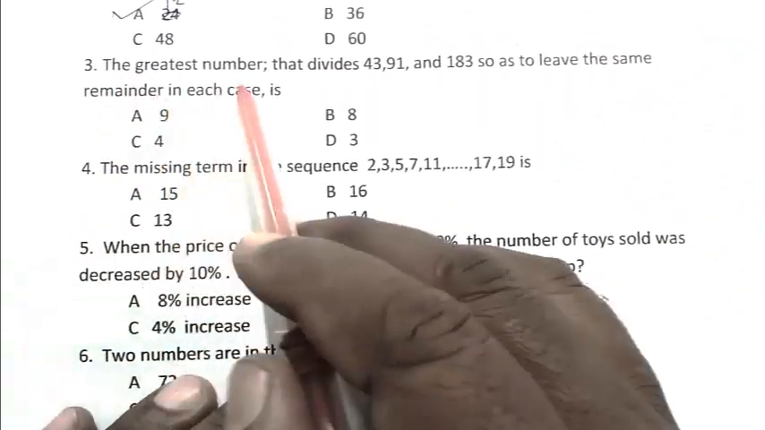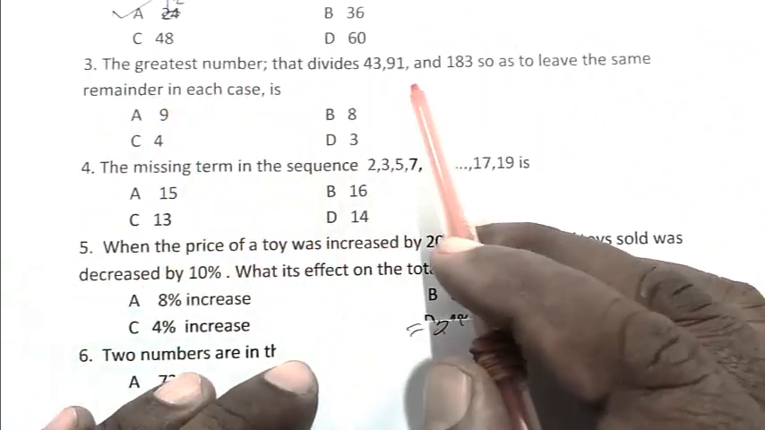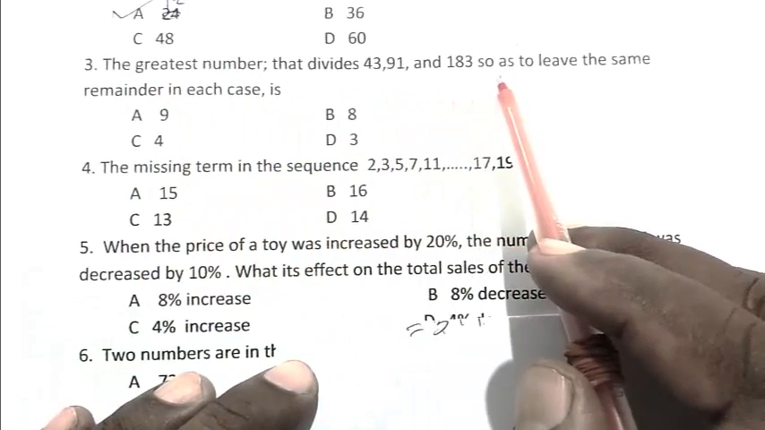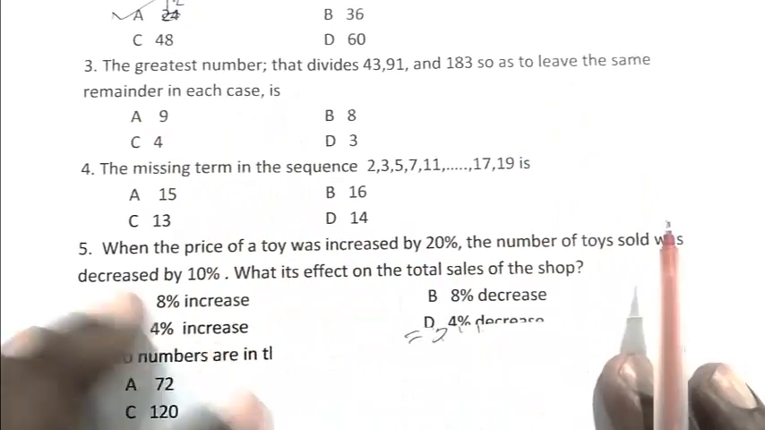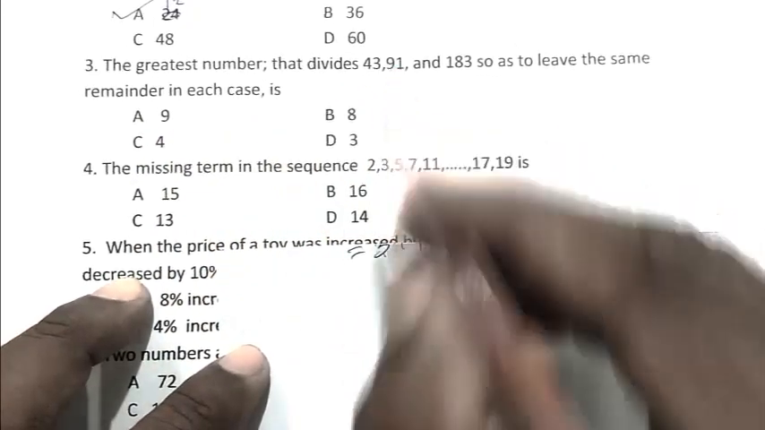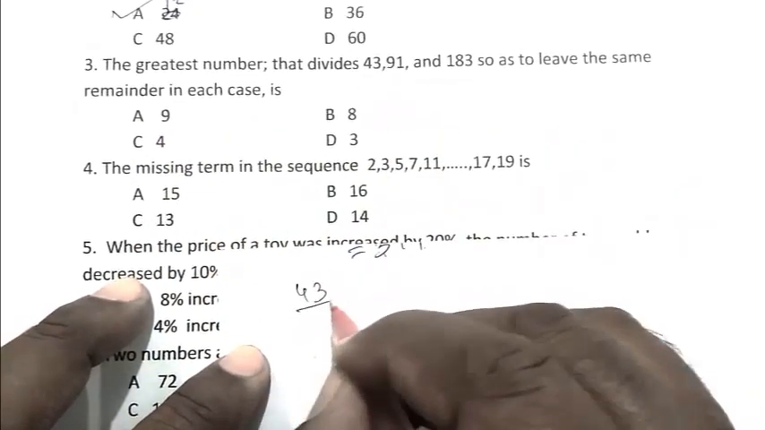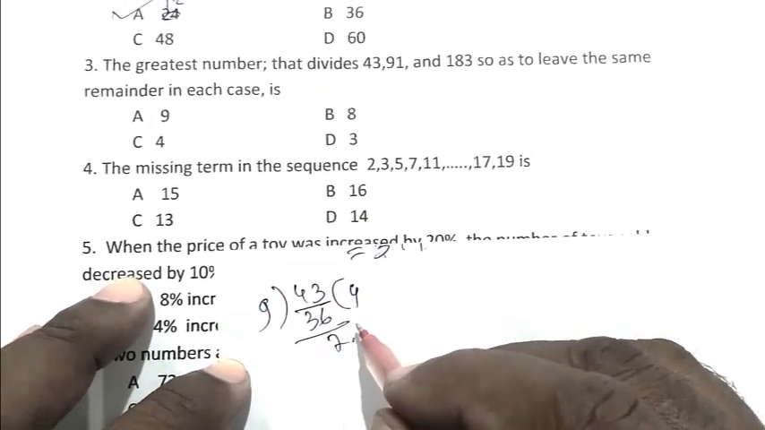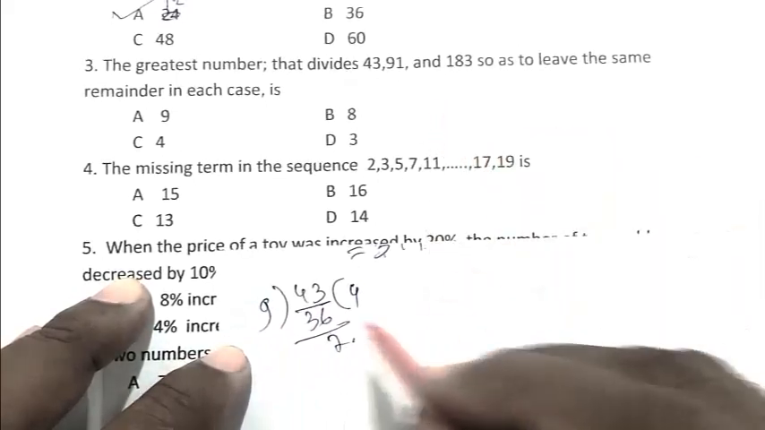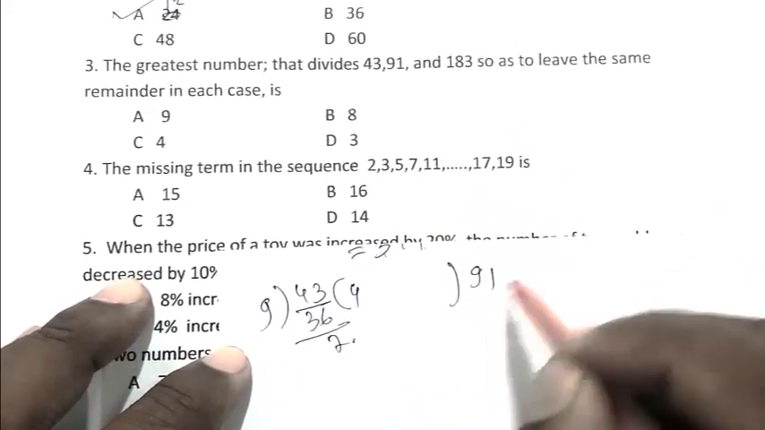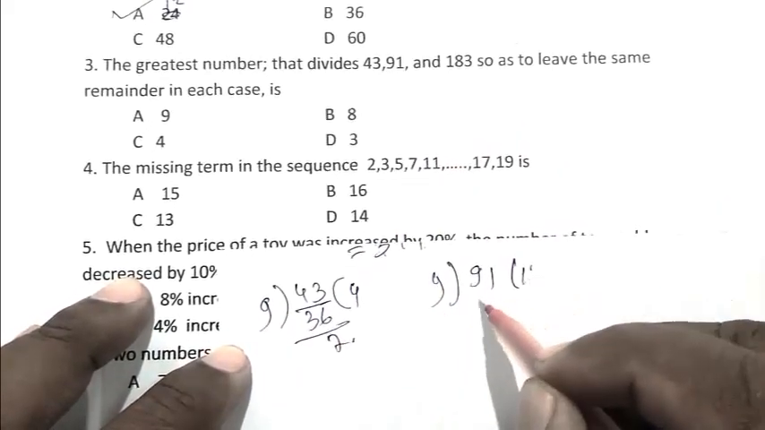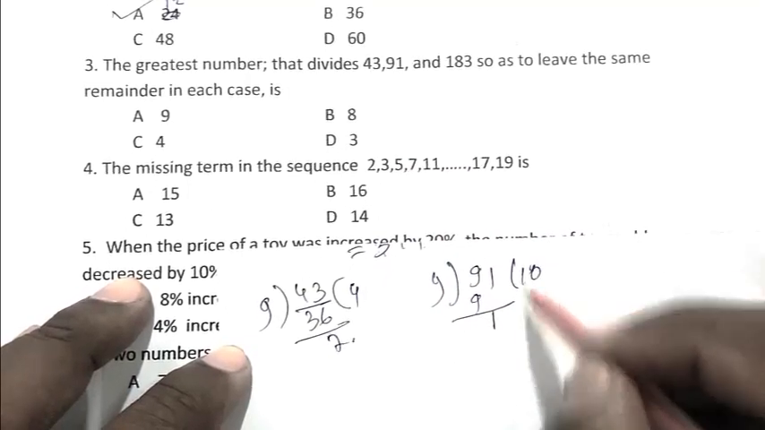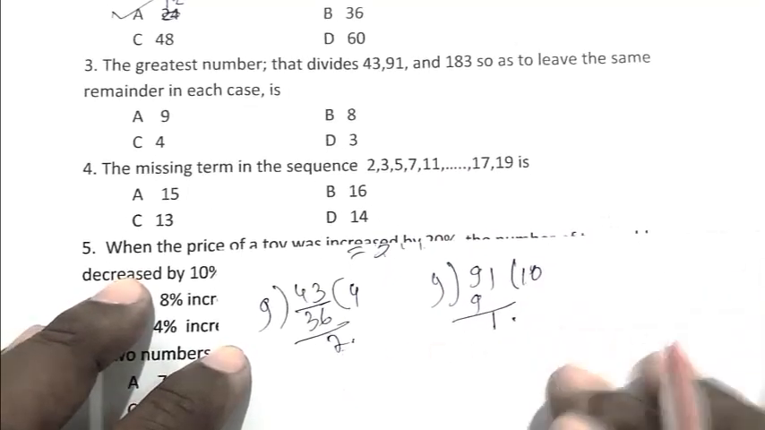Question number 3. The greatest number that divides 43, 91 and 183 so as to leave the same remainder in each case is. So if we divide 43 by 9 we get 7 as a remainder, and if we divide 91 by 9 we get 1 as a remainder. So the remainder is not the same.